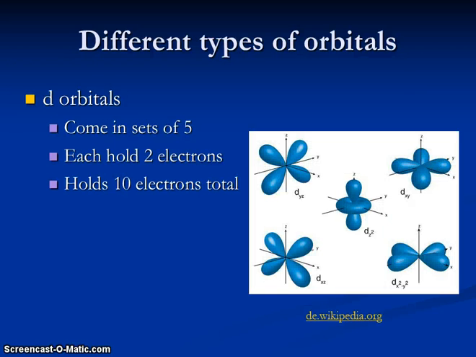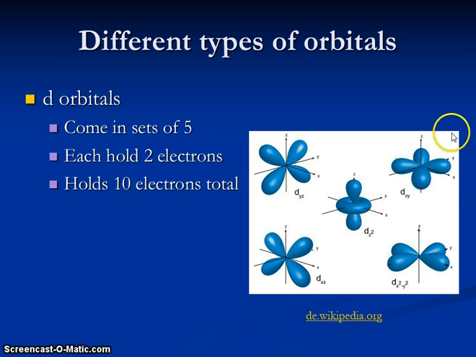These are called d orbitals. And if you notice the pattern, s's came in sets of 1, p's came in sets of 3, d's come in sets of 5. And I would draw this example down. This is how I can think of a d orbital.